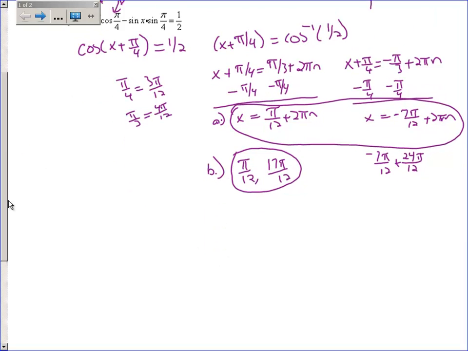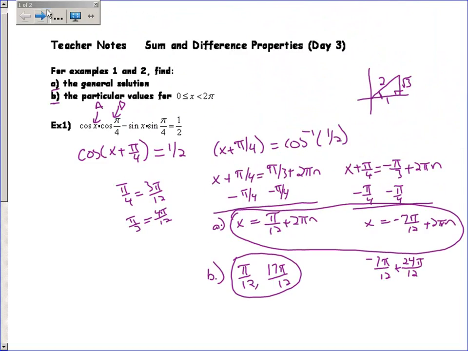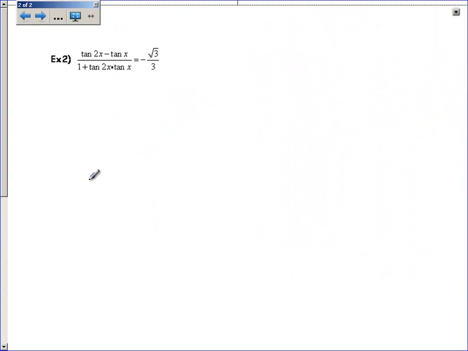Okay, so let's go down here to our next page and do our next example. Example 2 has a tangent equation that looks pretty messy, equals negative square root of 3 over 3. But if we look at our formula chart and we play the matchy-matchy game, this is the tangent of a minus b formula. And that is our a, and that is our b. So I'm going to have the tangent of 2x minus x equals negative square root of 3 over 3.